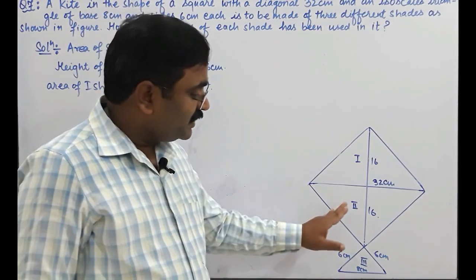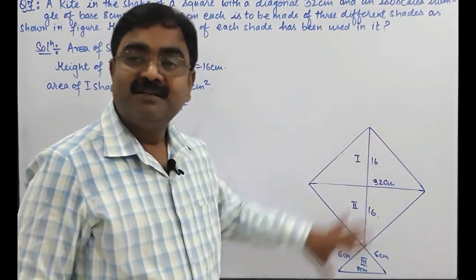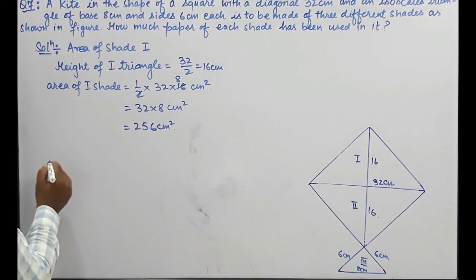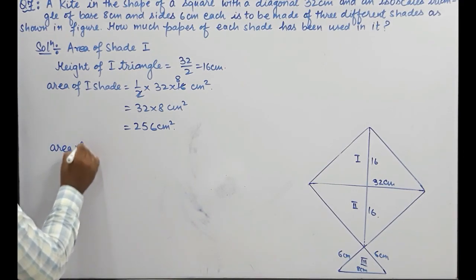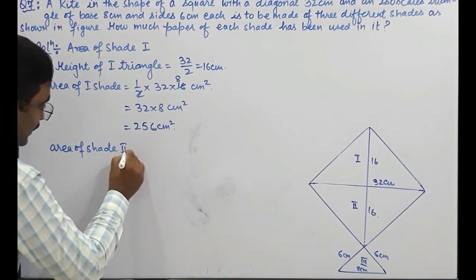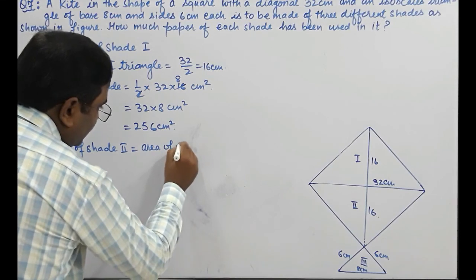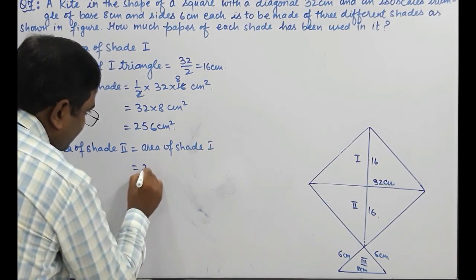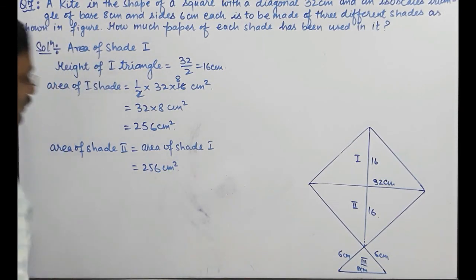it is equivalent to the area of the first one. Why? Because this diagonal divides the square into equal areas. So the area of the second side is equal to the area of side 1. Therefore its area is also equal to 256 centimeter square.